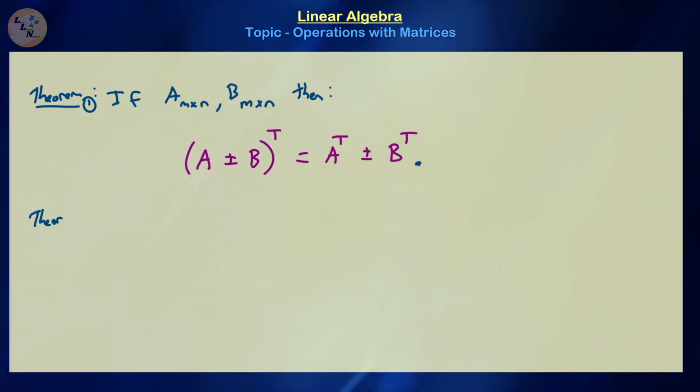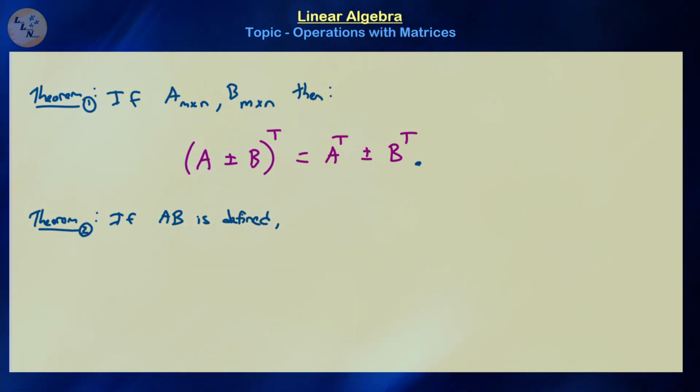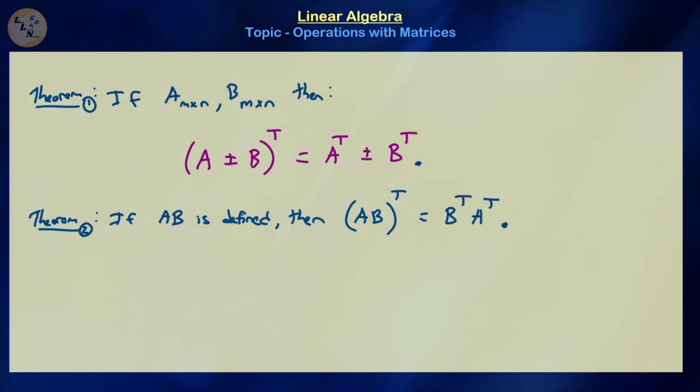Now, the next theorem is extremely important from the theoretical aspect. Let's assume that the product of A and B is defined, so the inner dimensions are equal to each other. If that is the case, is the transpose of the product equal to A transpose times B transpose? You can pause the video and think about that if you want, but actually it's not. It's actually equal to the transpose of B times the transpose of A. So that's a pretty interesting thing.